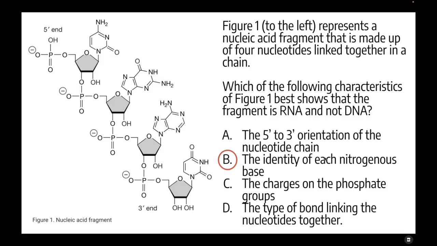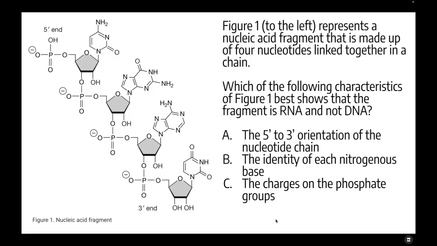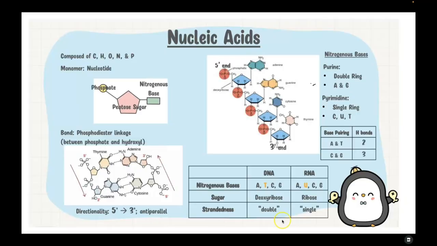So based on the bases, they have different structures. And so here you see a uracil structure. It can't be A because they both have a 5' to 3' orientation. It can't be C because both DNA and RNA have negative phosphate charges, so they are negatively charged. And it's not D because both use phosphodiester bonds to link the nucleotides together. The phosphodiester bonds are what's linking them together. And so the only difference would be the bases, which is determined by the rings.